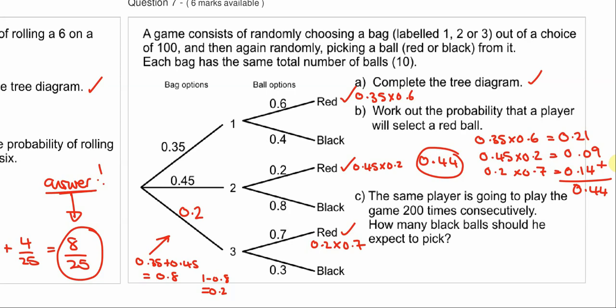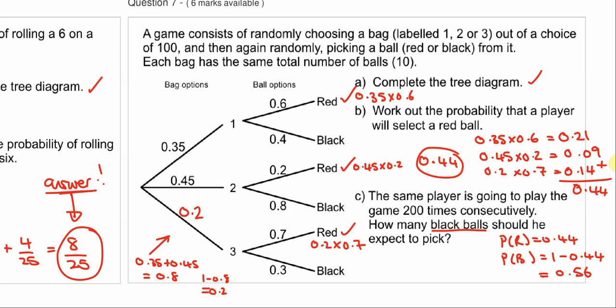The same player is going to play the game 200 times consecutively. Work out how many black balls he has. Well, you only either pick red or black. So if the probability of picking red equals 0.44, well, the probability of picking black must be 1 subtract 0.44, which is 0.56. You could have done that by doing these 3 branches as well, but I think that's obviously a lot simpler method.